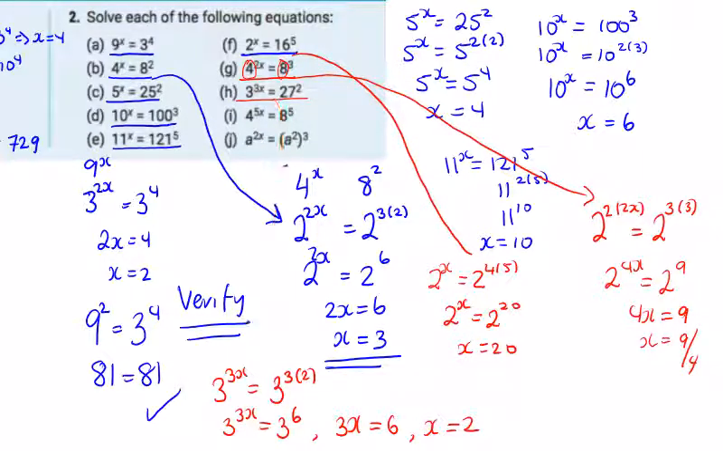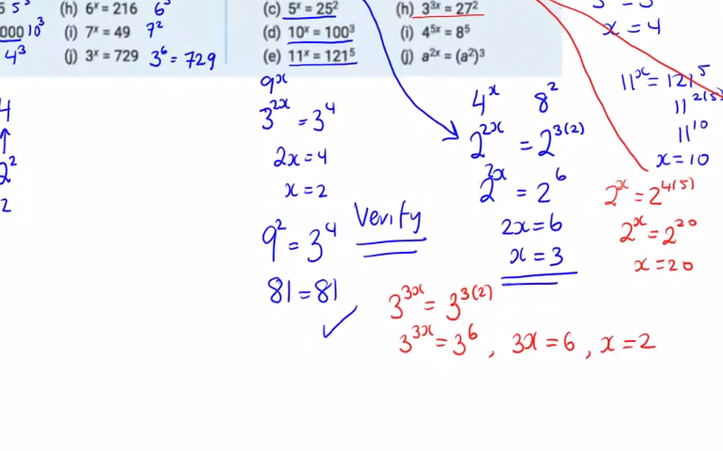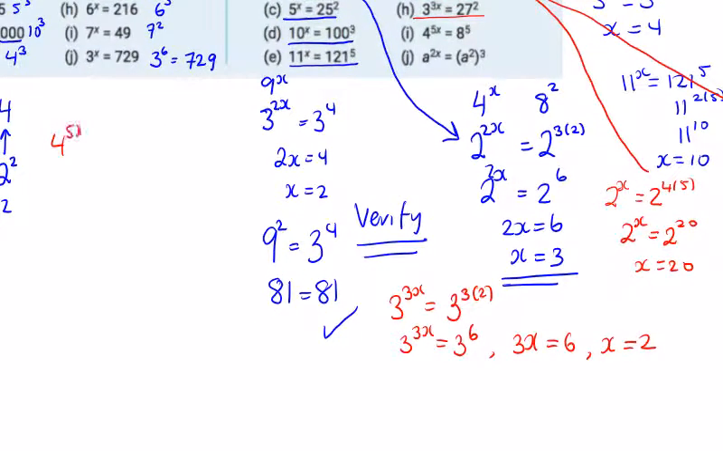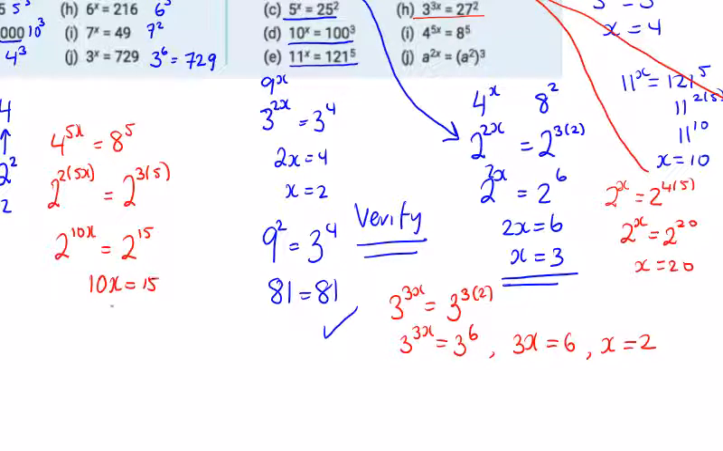And then there's 2 more here. 4 to the power of 5x is equal to 8 to the power of 5. Your simple rules. What's 4? 4 is 2 to the power of 2. And that 5x is not moving. What's 8? 2 to the power of 3. And that 5 is not moving. 2 to the power of 10x is equal to 2 to the power of 15. 10x is equal to 15. X is equal to 15 over 10. 1.5 or 3 over 2. Whatever you prefer, or whatever you're told to do.